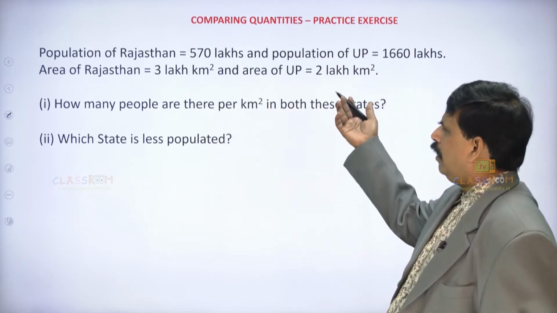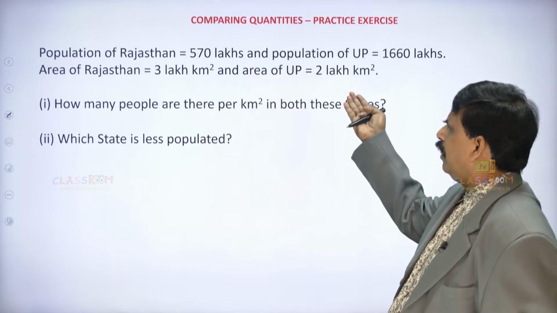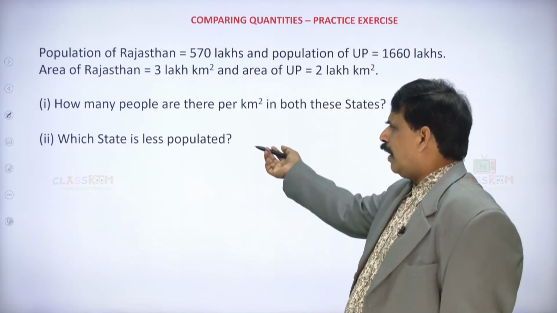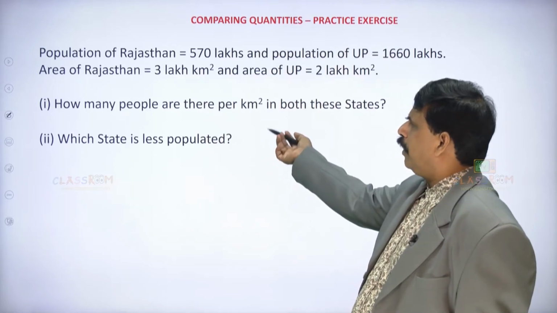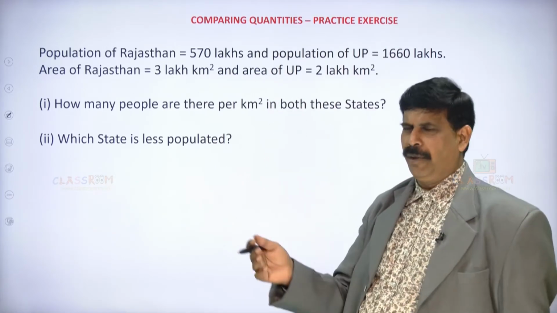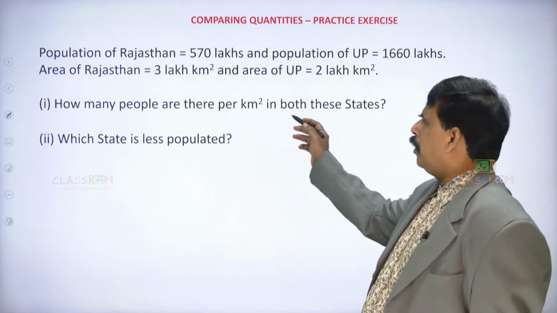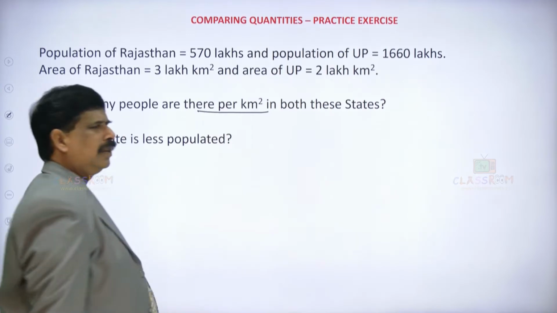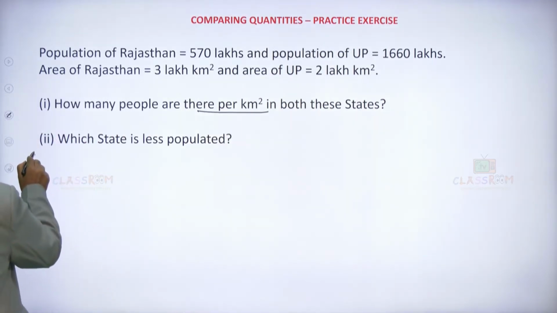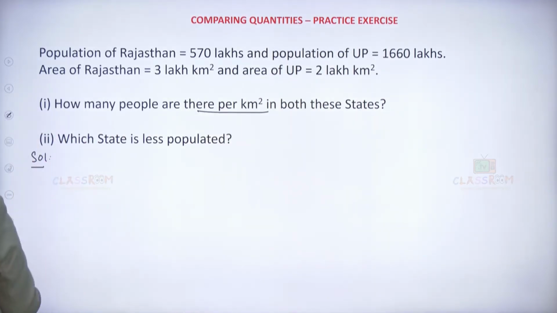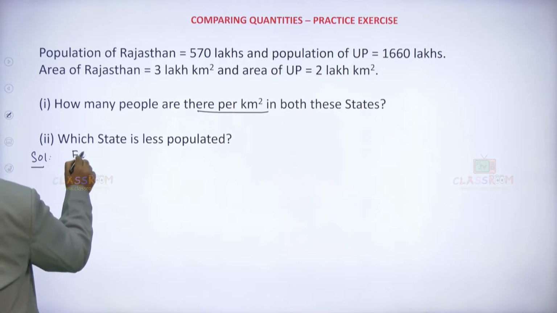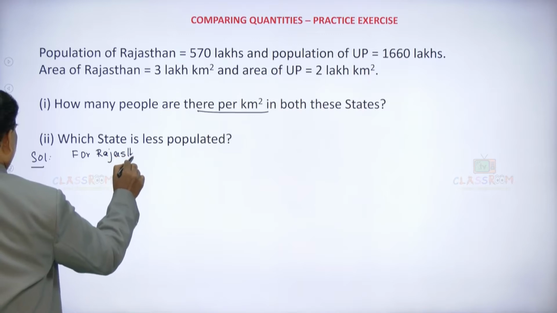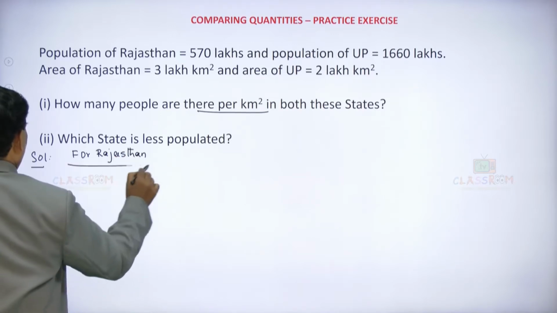So if you look at the figures, the population of Rajasthan is 570, whereas UP is 1660. So the second question we can easily answer. Which state is less populated? Rajasthan state is less populated. And how many people are there per kilometer square? That is the question. So first, we'll find out for Rajasthan state.